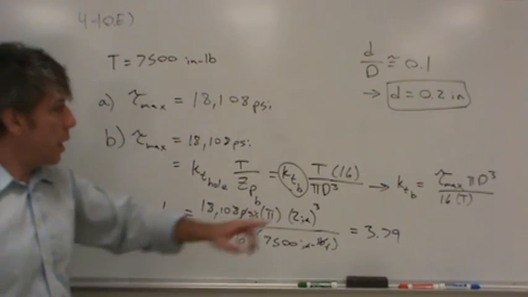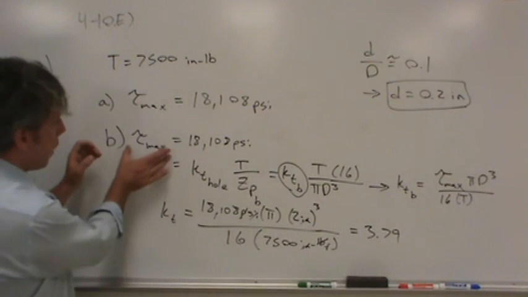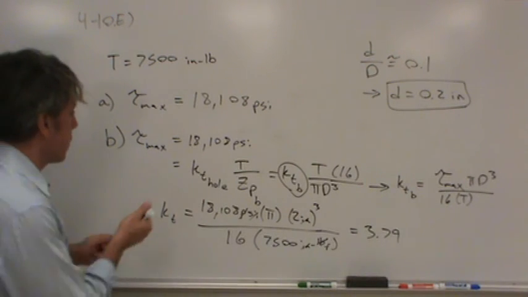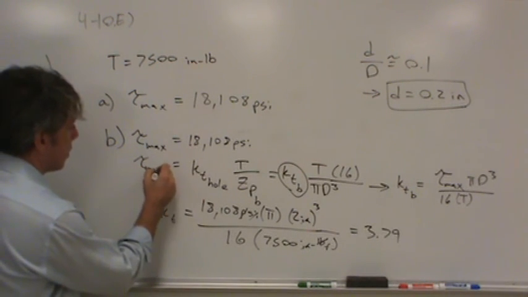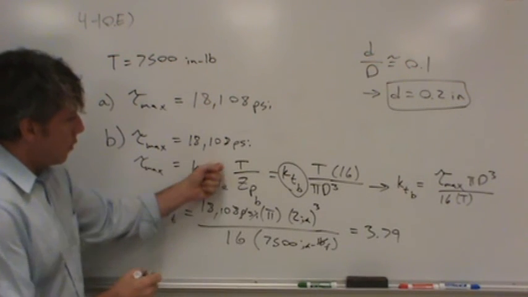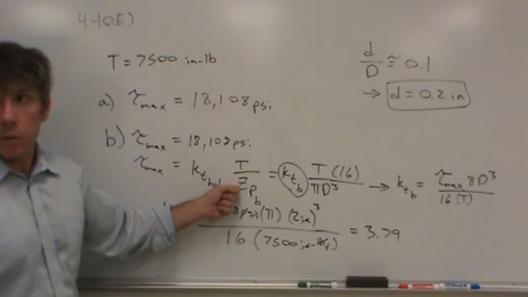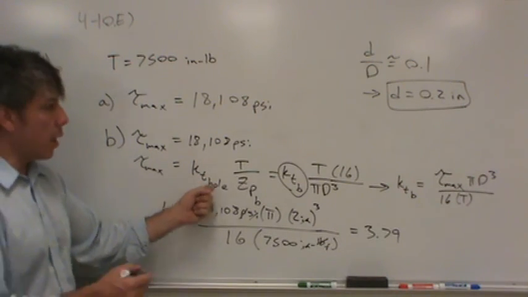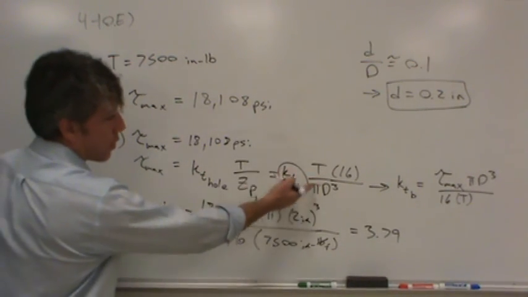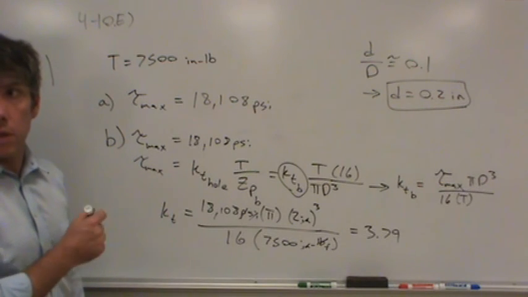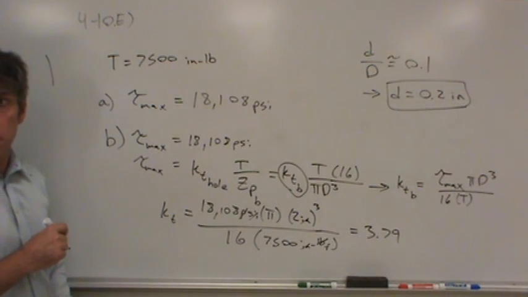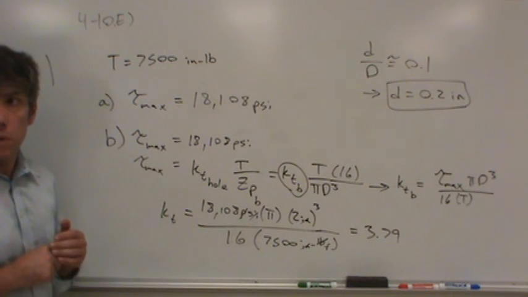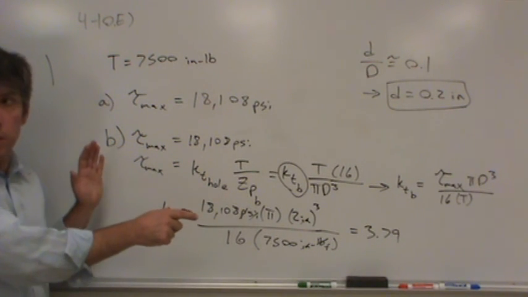See, I've got tau max over here, and I guess what's confusing you is I didn't write it here as well. Tau max is basically T over the polar section modulus, but we need the stress concentration factor. And so all I'm doing here is rearranging and solving for the stress concentration factor. Does that make sense? Good question. Anybody else? Or anything else? Is that clear for everybody now? Perfect.